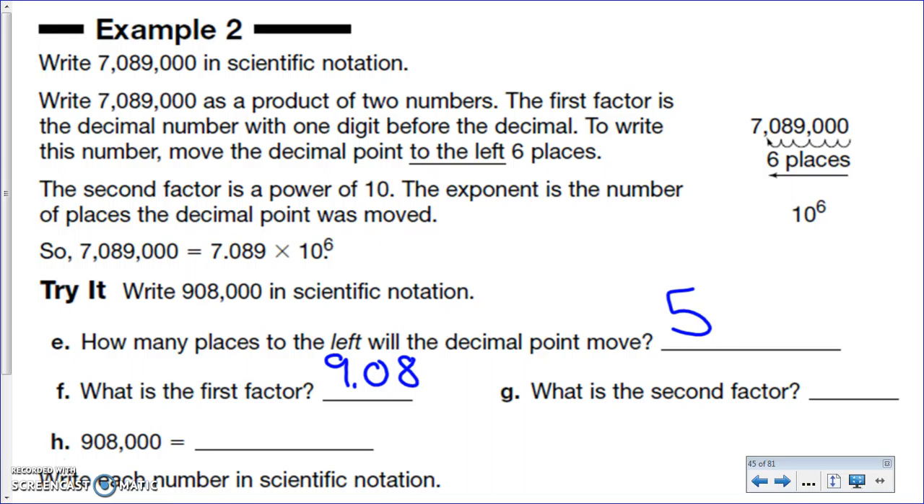The second factor, we know the base is always 10, and then we have to check how many places the decimal moved. It was 5, so the second factor will be 10 to the 5th. Then we're going to write it out as a multiplication problem, 9.08 times 10 to the 5th.